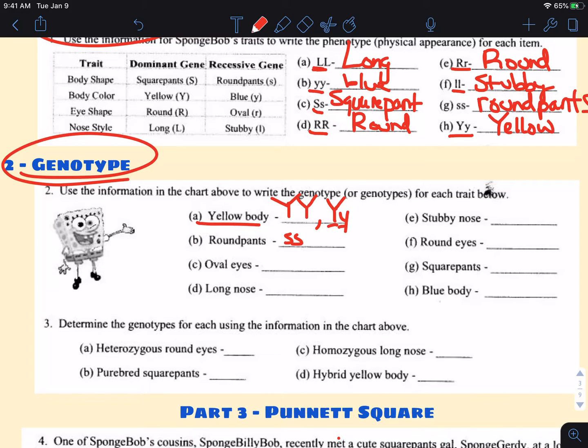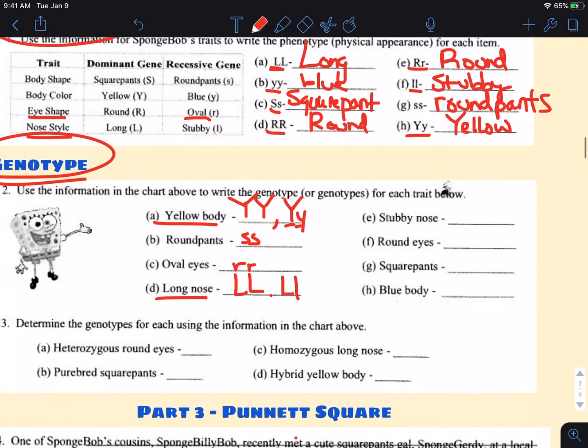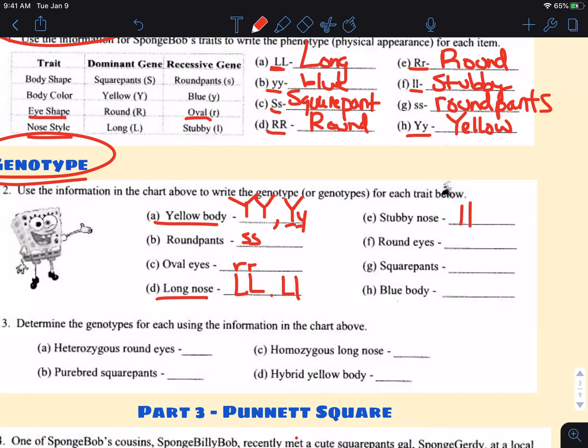If we have oval eyes, what we are looking at here is eye shape, oval eyes, so it's little r, the recessive alleles. Here we have nose style, a long nose. So here we have two options. It's either big L, big L, that works, or it could be big L, little l, that also works. Stubby nose is going to be recessive, that's two little l's. Round eyes, again two options, big R, big R, or big R, little r, both work. Square pants, same idea. It could be big S, big S, or it can be big S, little s. That works. Blue body, there's only one way, little y, little y.